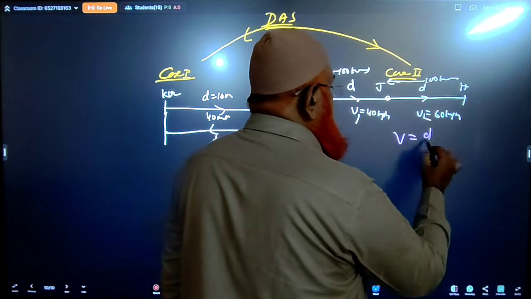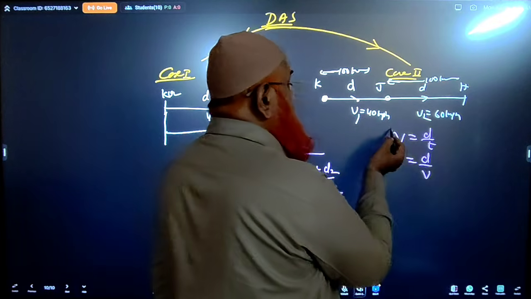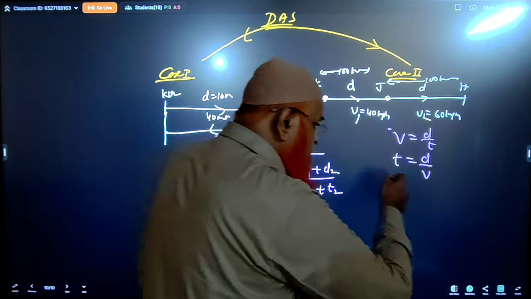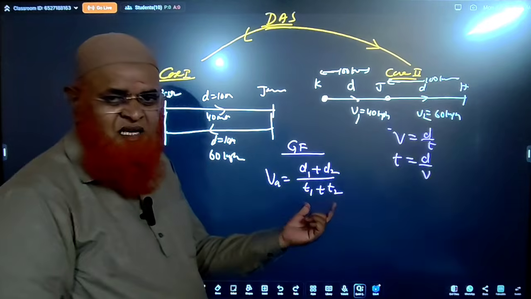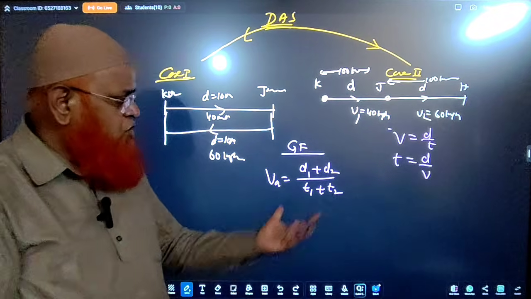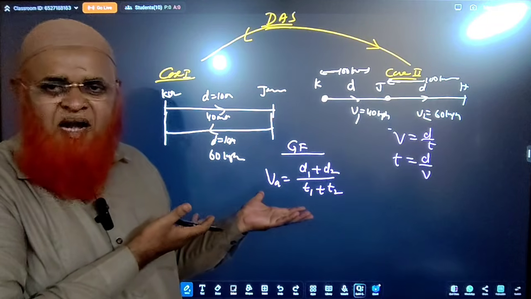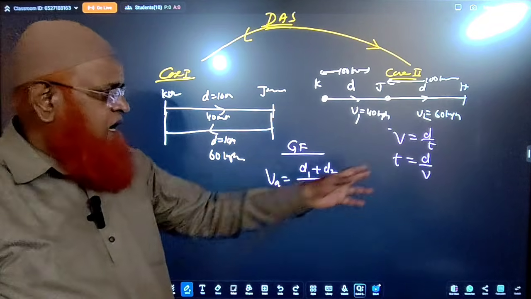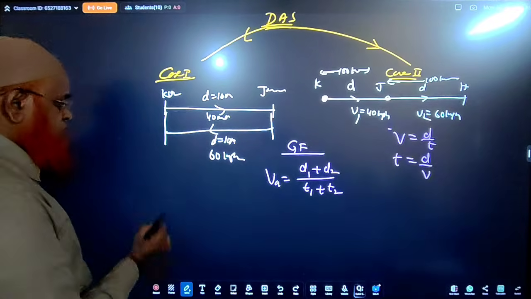You know, velocity is nothing but distance by time. Time is nothing but distance by velocity. Time goes this side, velocity goes down here. So you have to replace the time because time is not given. How do you keep time inside the formula? Time is not there, so change that time and write it in terms of distance and speeds. So what will you do now?